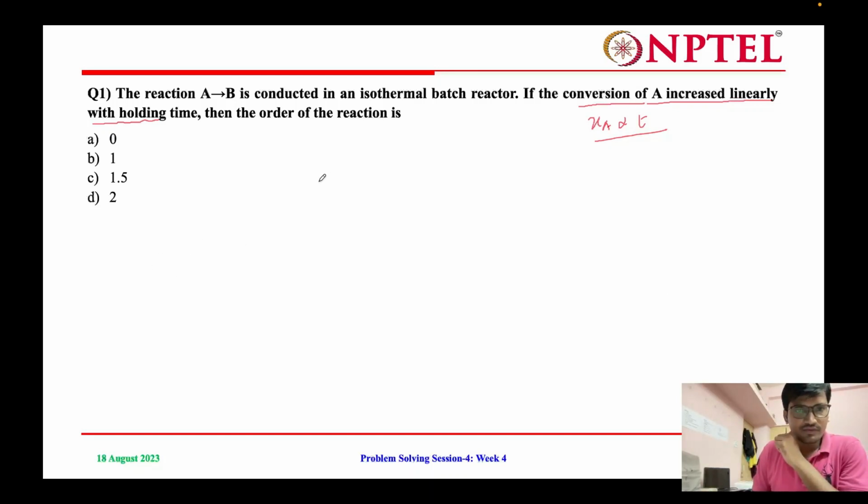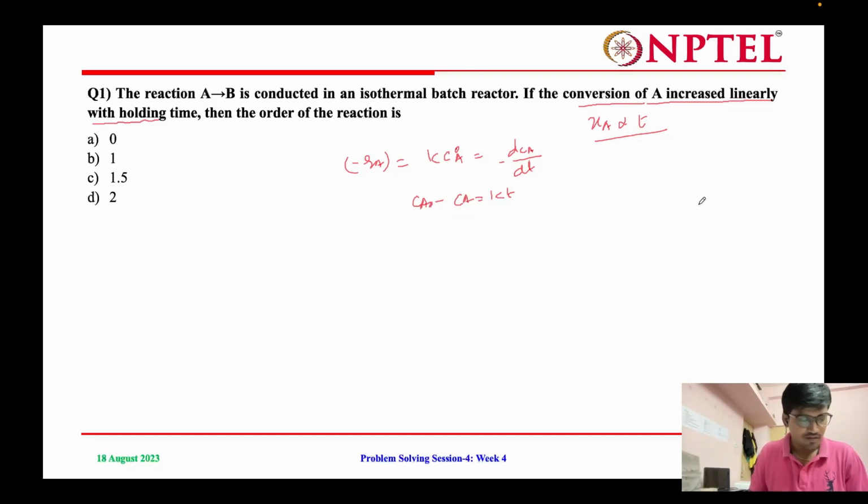So we can start from the zero order reaction. The rate equation for the zero order reaction is minus rA equal to k, that is minus dCA by dt equal to k. Integrate these terms, so you will get CA0 minus CA equal to kt.